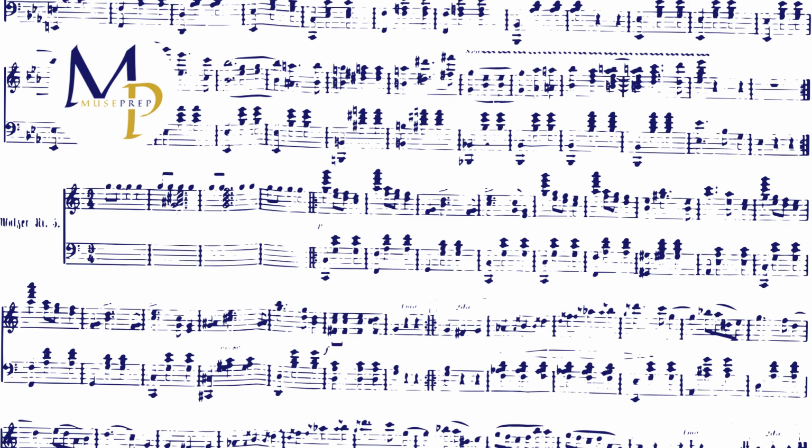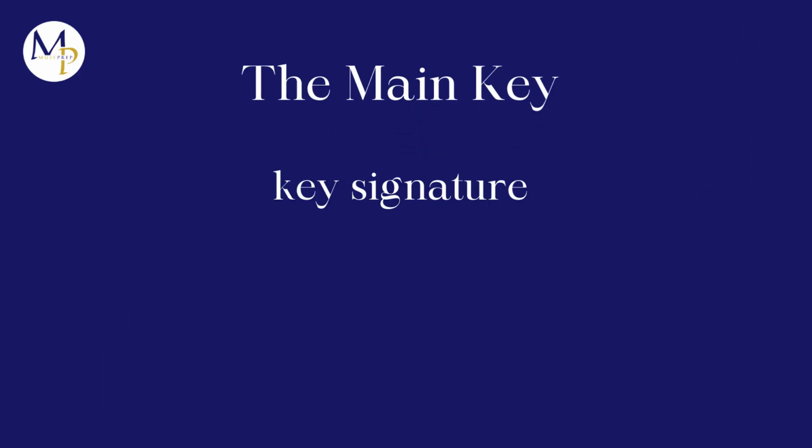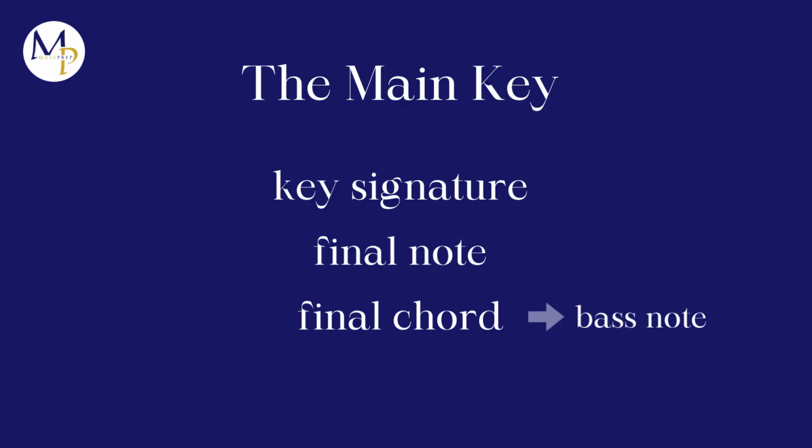Welcome back. In the last video, you learned how to identify the main key of a piece. The best clues are the key signature and the final note. Or, in the case of chords, the bass note of the final chord, because it determines the tonic.